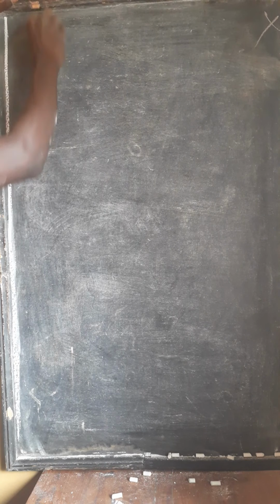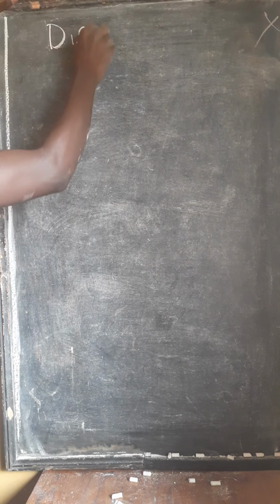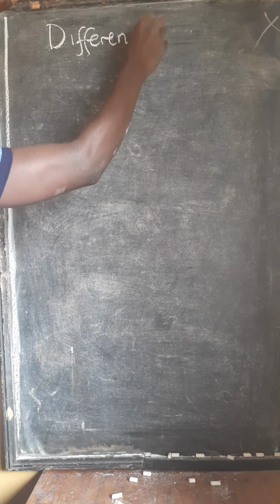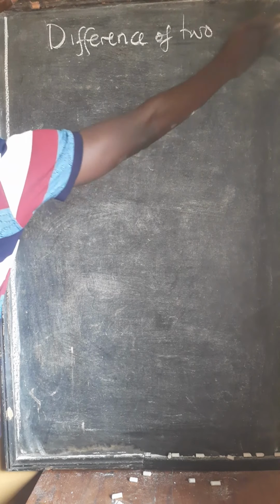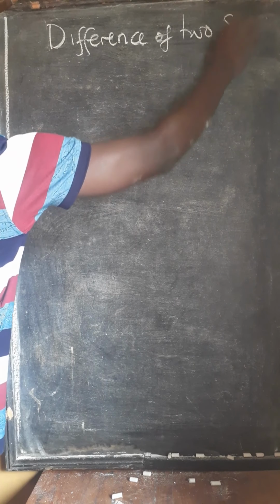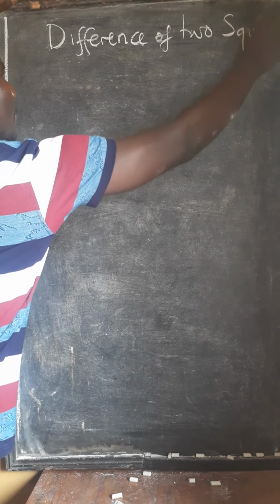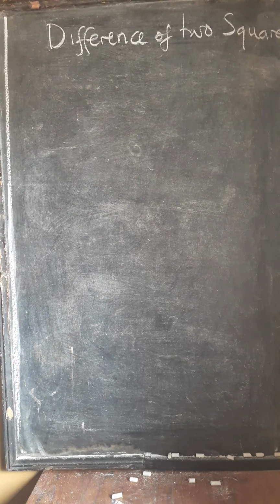So, we look at the factorization, another method today, and we're going to consider factorizing a difference of two squares. Factorizing a difference of two squares. A difference of two squares, what are we talking about?